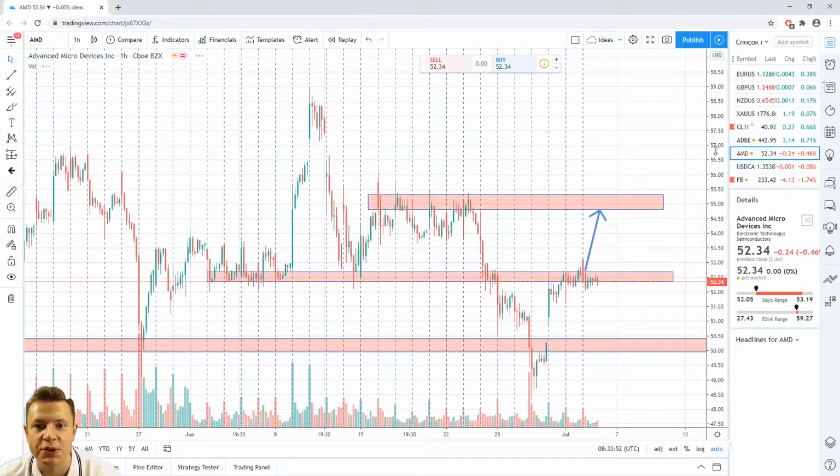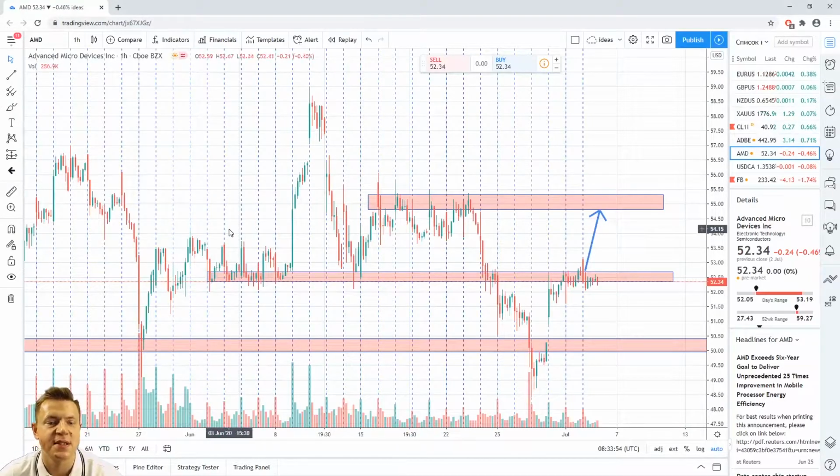And the last idea was in Advanced Micro Devices stocks. As I said, we have to wait how price will react for 50 to 50. If price breakout of this level and hold above this level, it will be a nice opportunity for a long. But as you can see, price not hold above this level. That's why I don't have entry points. But anyway, you can wait. When price hold above this level, you can long the stocks, and your first target will be around $55 per share.